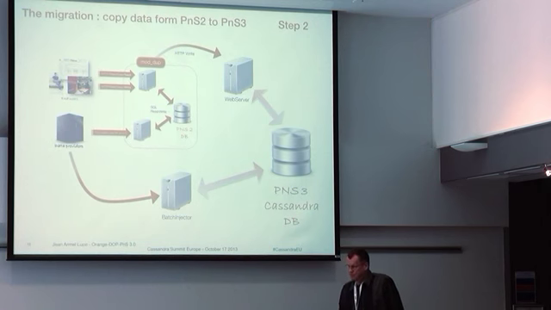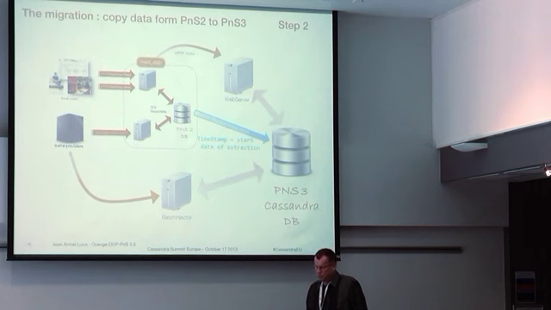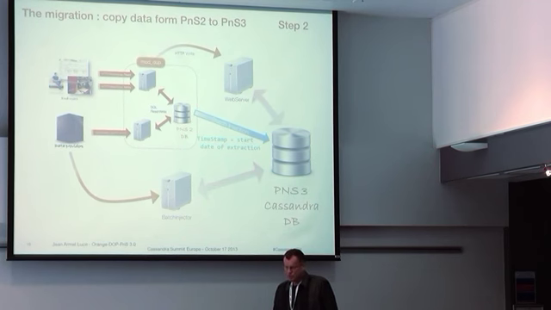Then we copy all the data of the subset from our relational database to Cassandra, and we take care to set the timestamp to an old value. Once this copy is done, our two databases, the Cassandra cluster in the PNS3 platform and the relational database in the PNS2 platform, are up to date. And our users are still querying our old platform, our PNS2 platform.